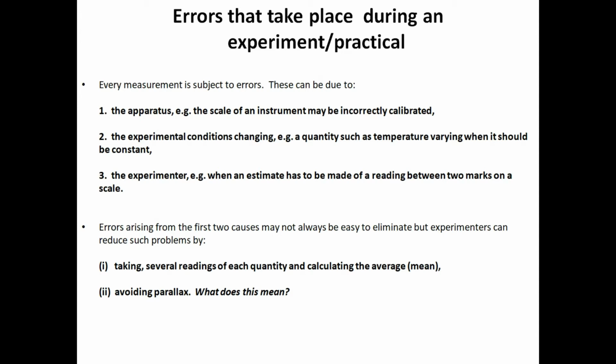And that is why it's good to always buy different types of instruments. And still again, sometimes one company may calibrate the instrument a little differently to another company's calibration. So that may be one of the problems. Next problem is the experimental conditions change. An example, a quantity such as temperature varying when it should be constant.